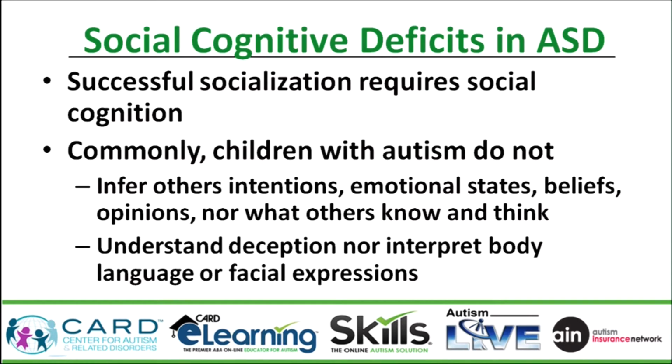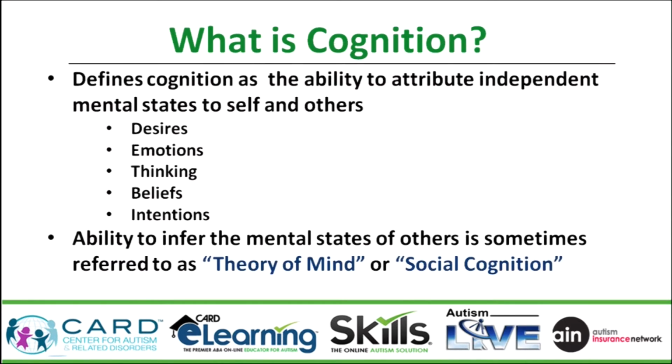And when we're talking about social cognition, what we're talking about here is children looking at others and trying to infer their mental states or their private events. Commonly, children with autism don't infer others' intentions or emotional states, their beliefs, opinions, or what others know and think. They also maybe don't understand deception, or they don't interpret body language or facial expressions properly. So these are the areas that are very relevant to social cognition.